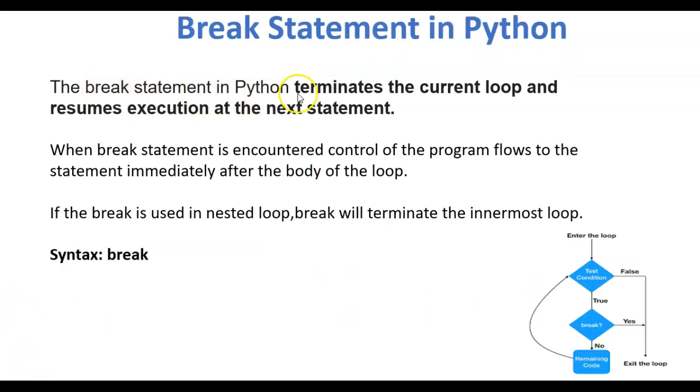The break statement in Python terminates the current loop and resumes execution at the next statement. So what is the purpose of break? It will break the loop, come out of that loop, and resume with the next statements. If you want to come out of a loop, we can use the break statement. When the break statement is encountered, control of the program flows to the statement immediately after the body of the loop.